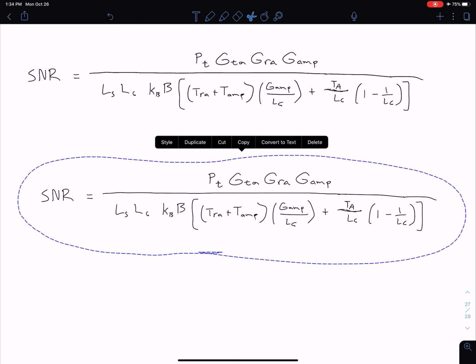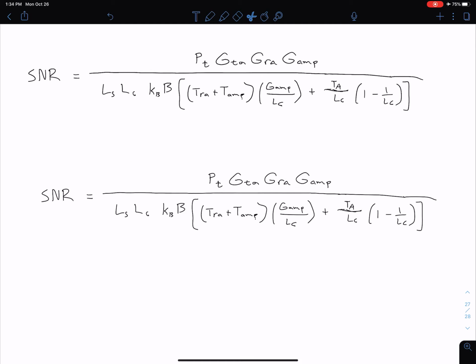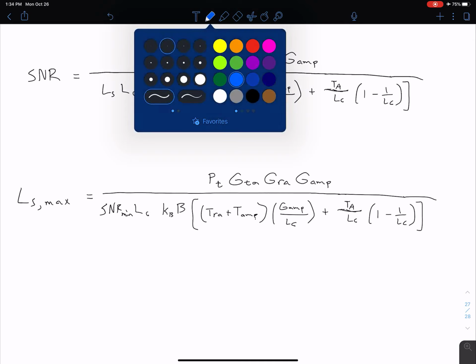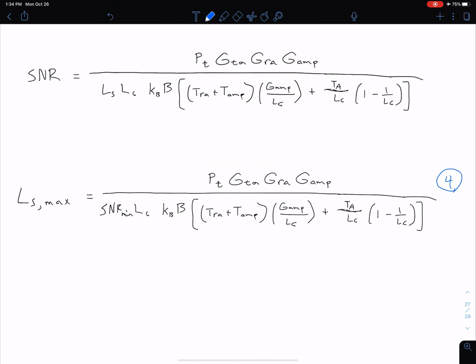So what we're looking for is we want to change these two. I'm going to move my LS over here. And again, because we're trying to solve for LS max, that's going to correspond to a signal-to-noise ratio minimum. Let's call this equation 4. This is the equation that we're going to need to use to solve for this LS max.